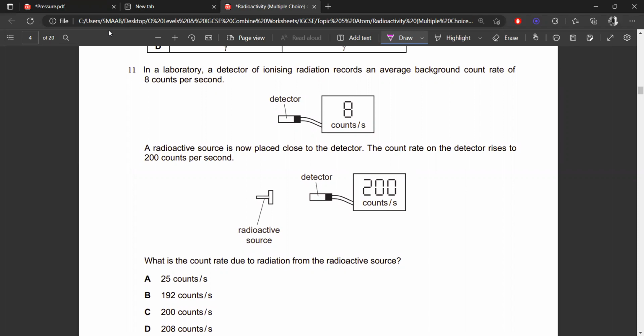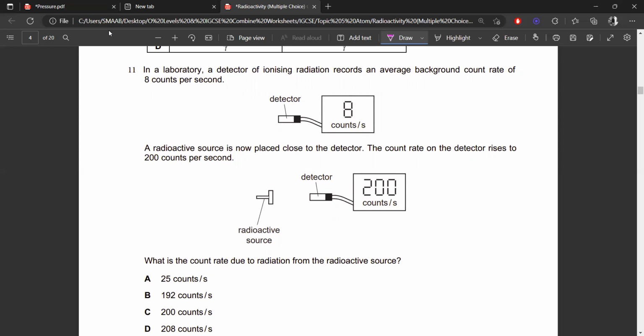Okay, so in this question, initially we have 8 counts per second, right? When we were talking about radioactivity in our last class, we discussed background radiation. Background radiation is the normal radiation that is already in our atmosphere, because we have sun radiations and electromagnetic radiations in our surroundings.